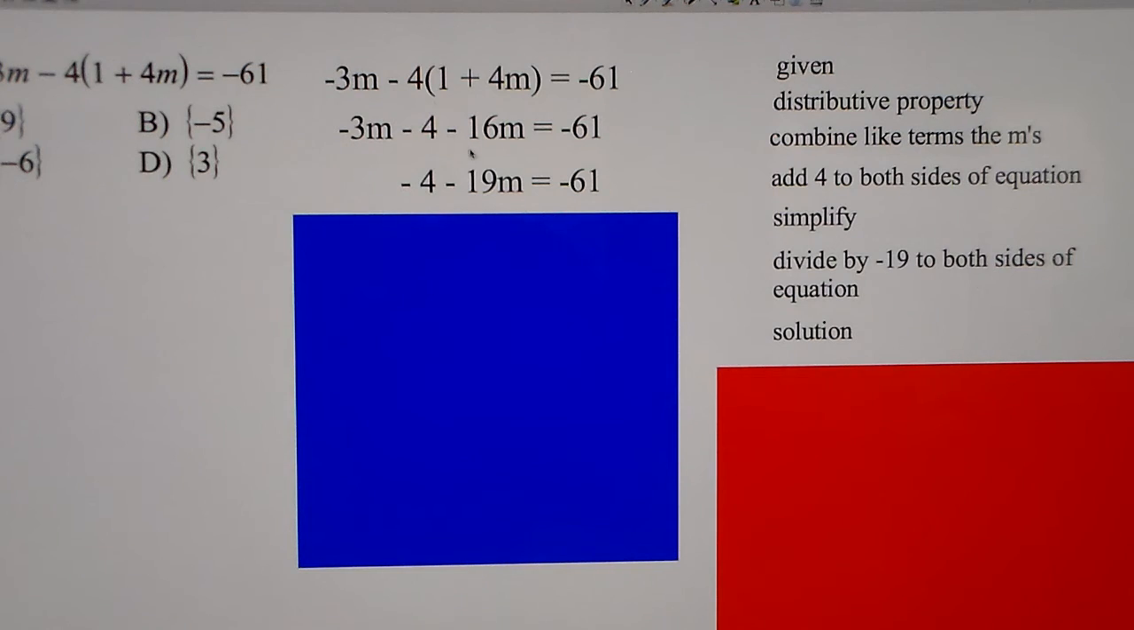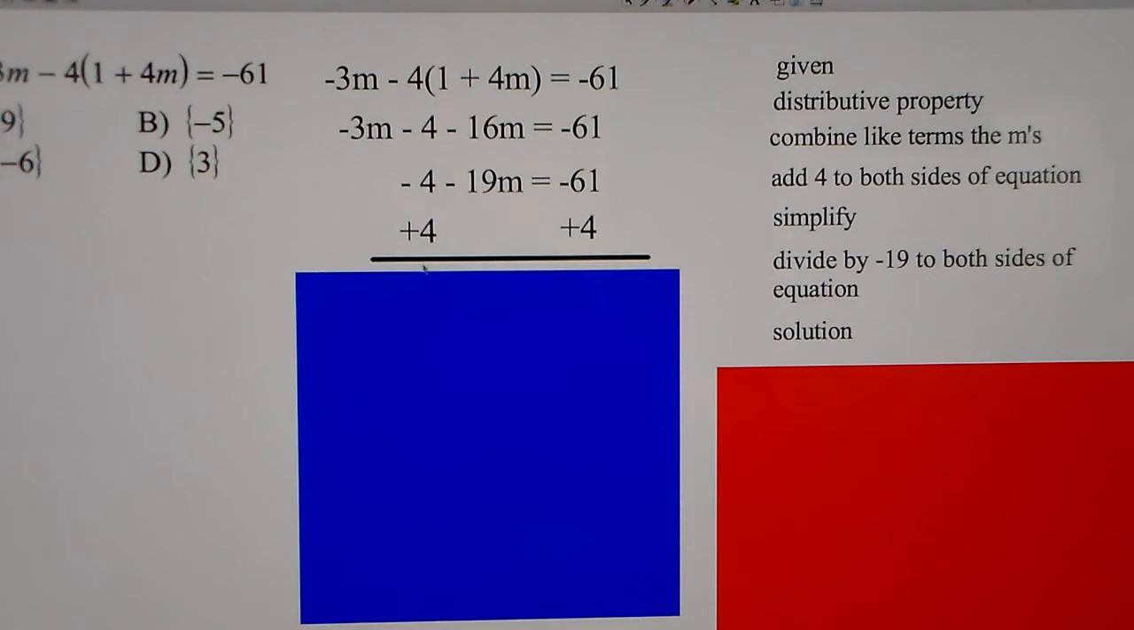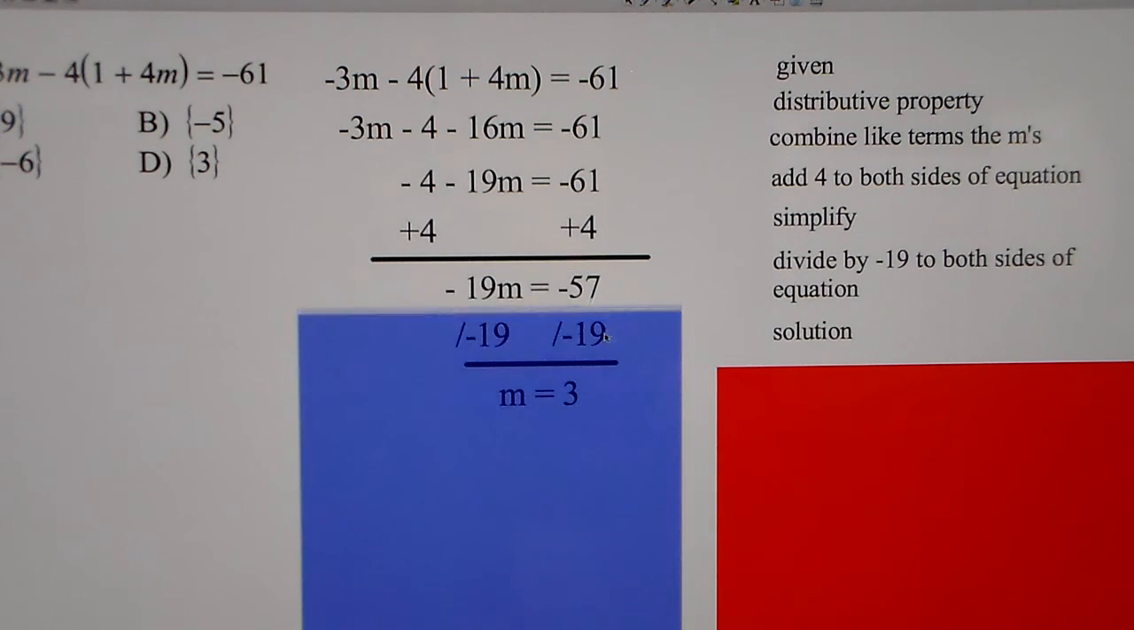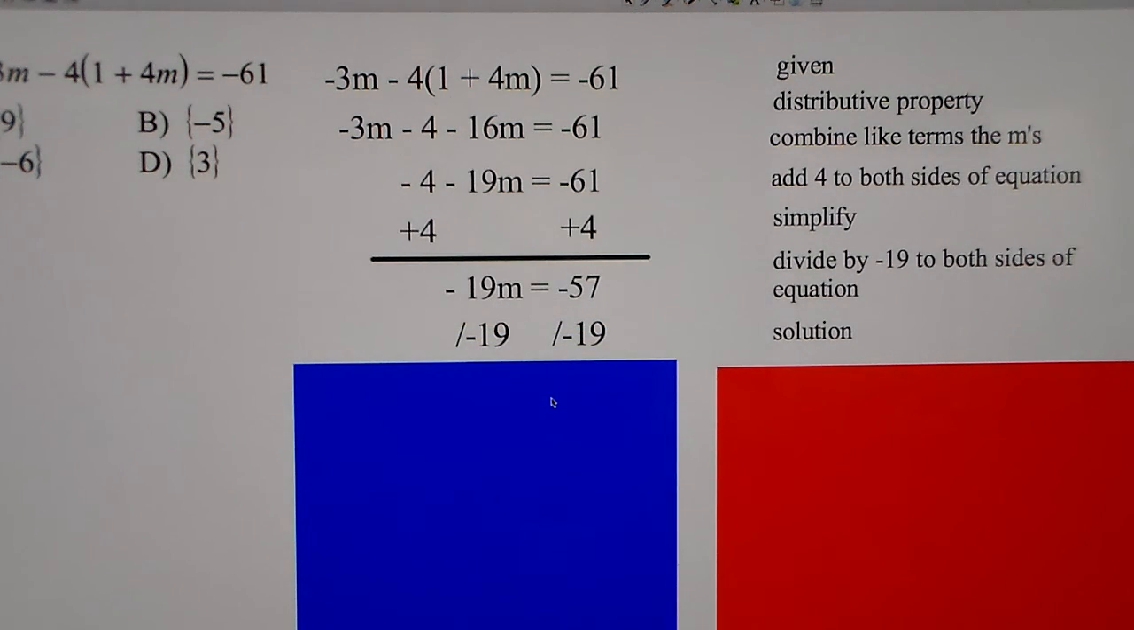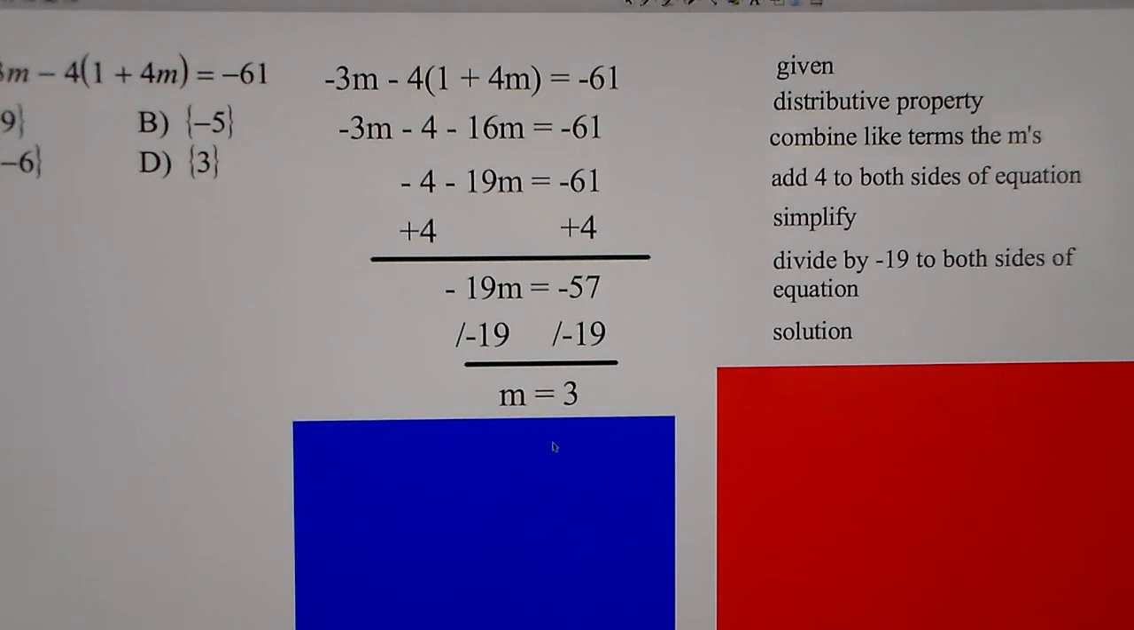Then you got to combine like terms. Negative 3m minus 16m gets you negative 19m. And then what we're going to do, we're going to add 4 to both sides. As we see here, negative 61 plus 4 gets you negative 57. Negative 19m equals negative 57. Divide both sides by negative 19. And you get m equals 3 for problem number 18.